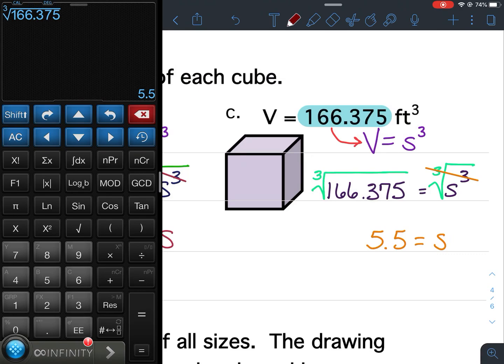Now for my final answer. Up here's my unit. It's not going to be feet cubed, it's just going to be feet, because it's like taking the cube root of feet also. The cube root and the cube on the feet would cancel out. So this would just be 5.5 feet.